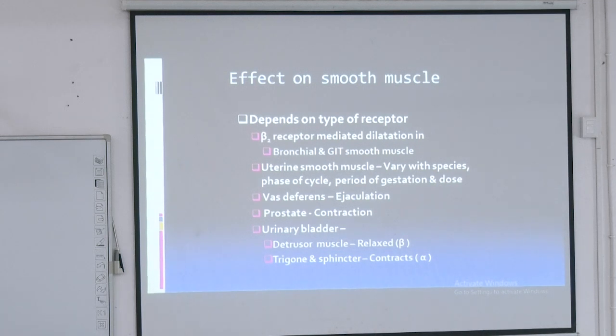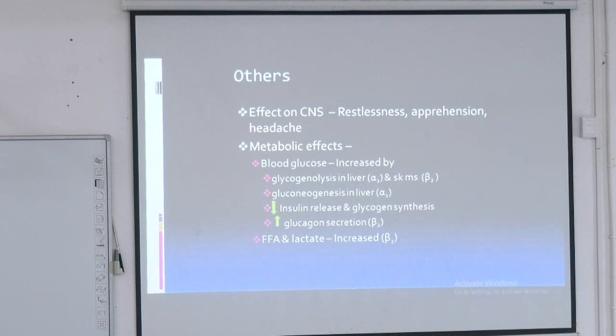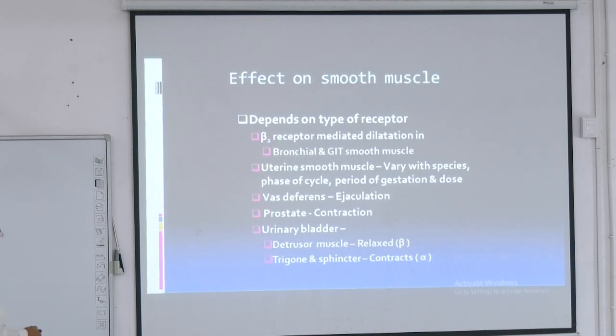Uterine smooth muscle, as I told earlier, varies with the species, phase of the cycle, period of gestation and dose. Vast difference, all these are told. In the prostate, there will be contraction with this adrenergic drug. The effect on the urinary bladder has also been told.